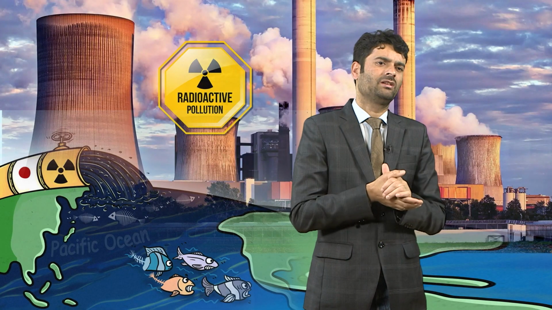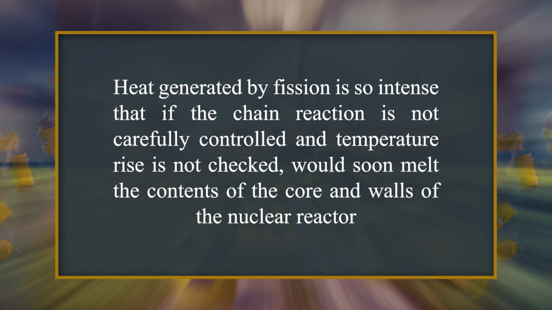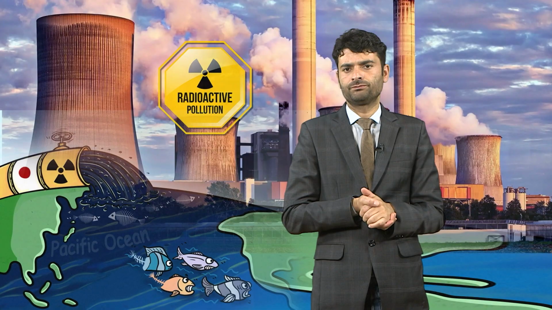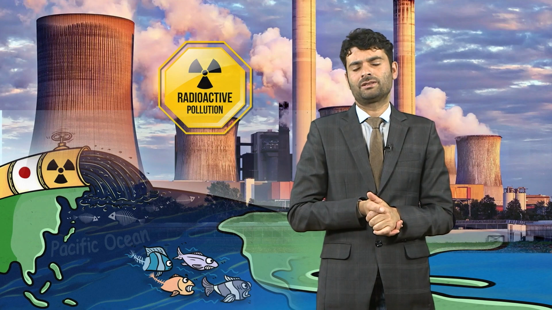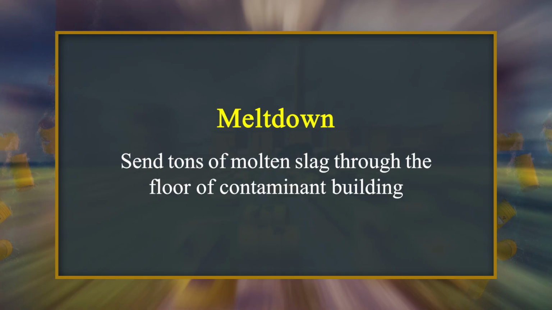Dear students, the heat generated by fission is so intense that if the chain reaction is not carefully controlled and temperature rise is not checked, it would soon melt the contents of the core and walls of the nuclear reactor, with massive leakage of uranium and its many radioactive products, and thus send tons of molten slag through the floor of the contaminated building. This is known as meltdown.